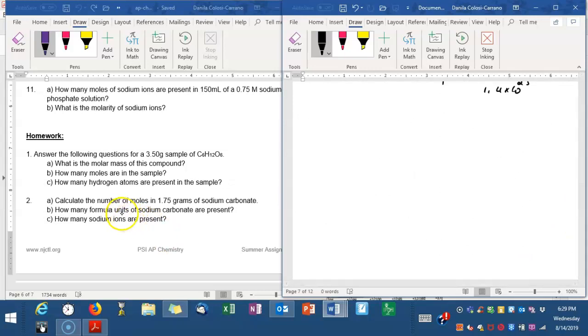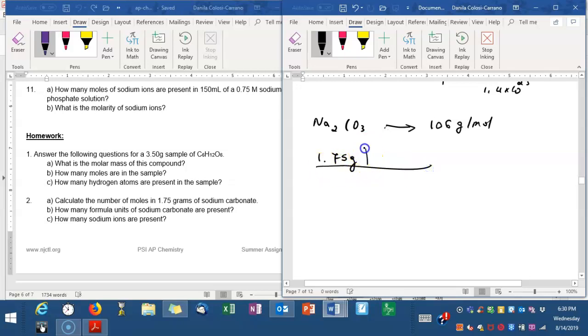Number 2, calculate the number of moles in 1.75 grams of sodium carbonate. So sodium carbonate looks like this, for which again you have to calculate the molar mass. So 2 times 23 plus 12 plus 3 times 16. So 106 grams per mole is the molar mass, and put it aside. Now they want to know the number of moles in 1.75 grams. So divide by 106 grams per mole, and you have the number of moles.